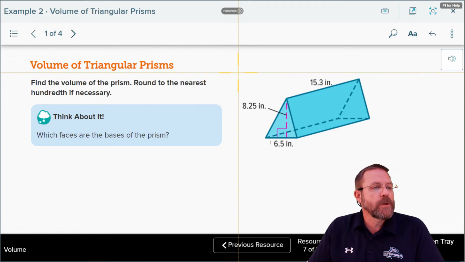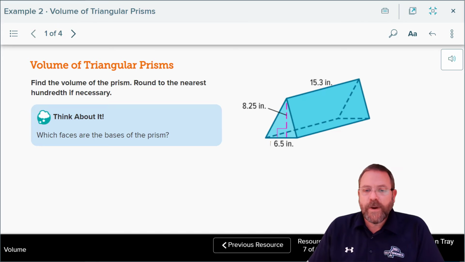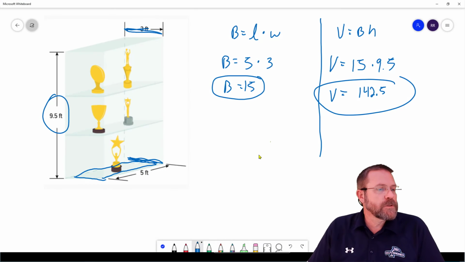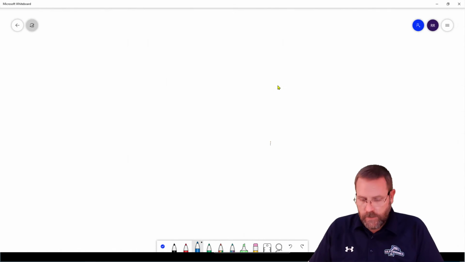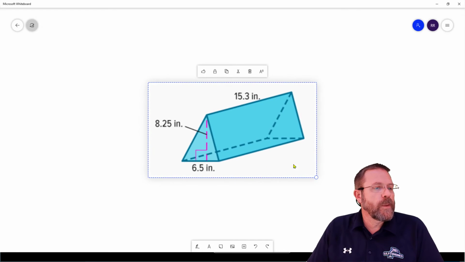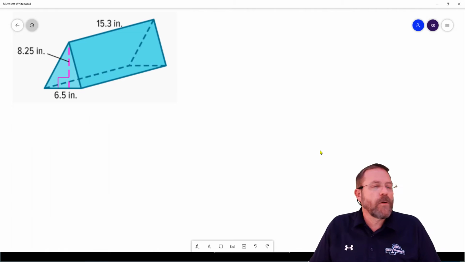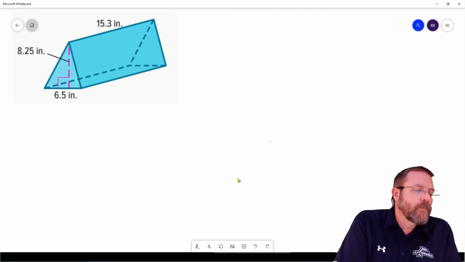I'm going to make a screenshot, and we're going to walk through it the same way we did the other. We're going to find the base area first, and after we find the base area, then we're going to find the volume. So paste it in, and let's start off with the area of the triangle. The formula for area of a triangle is base times height divided by 2.